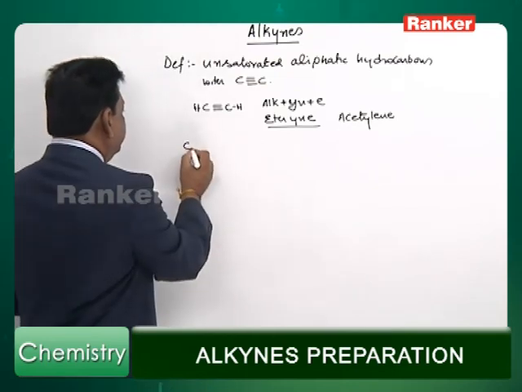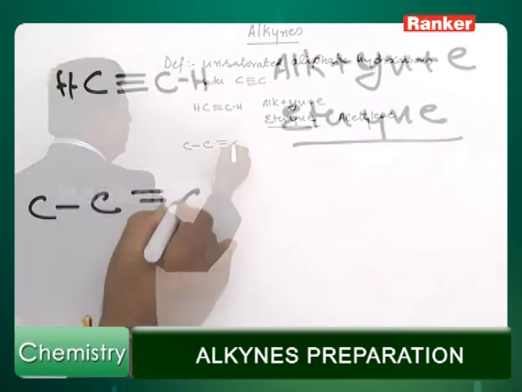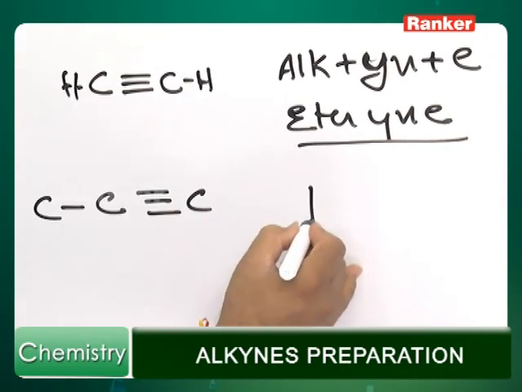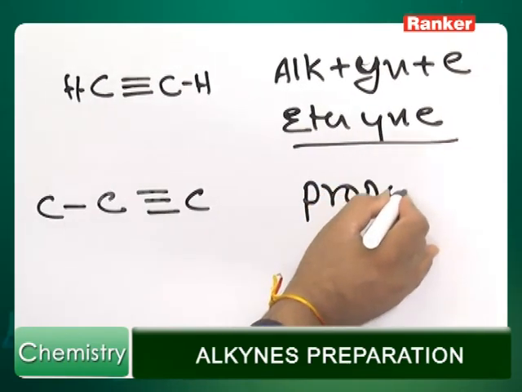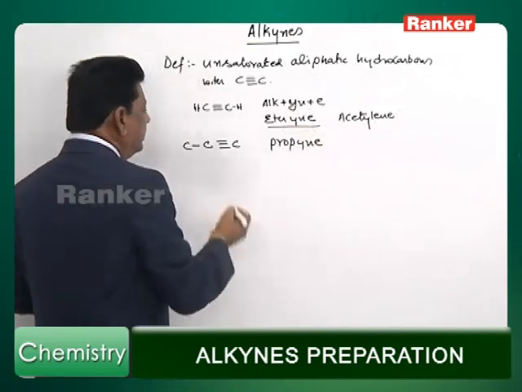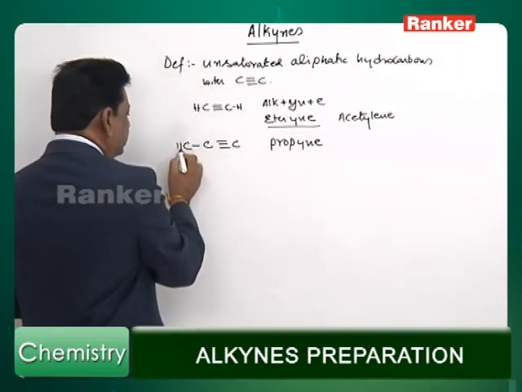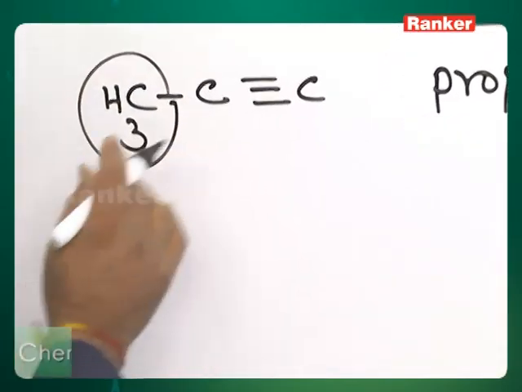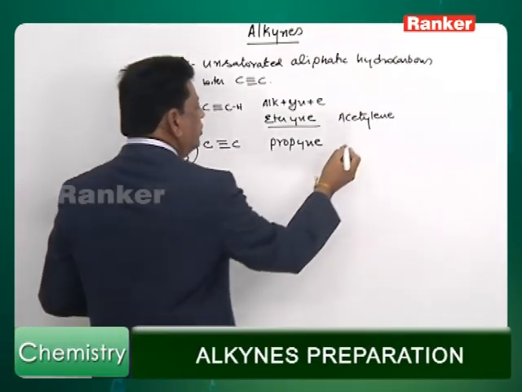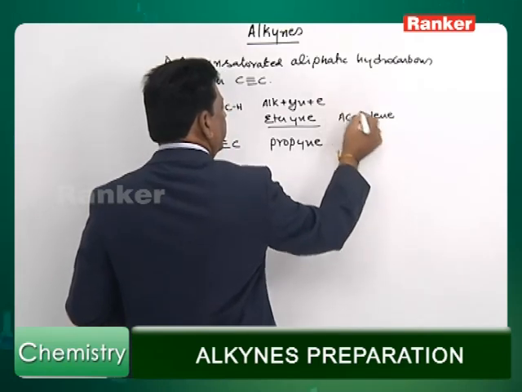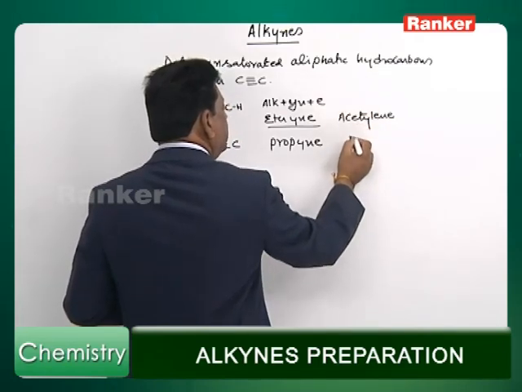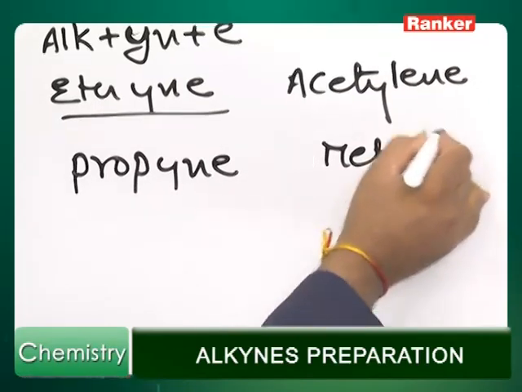Now, similarly, if a little bigger compound, with a triple bond, has 3 carbons, therefore, propyne. This is taken as acetylene plus 1 CH3 extra, except this CH3 it is nothing but acetylene. So, we have a common name, methyl containing acetylene. So, methyl acetylene.